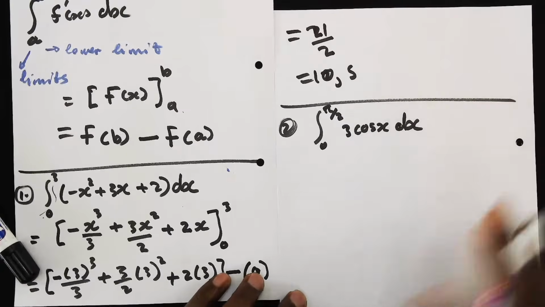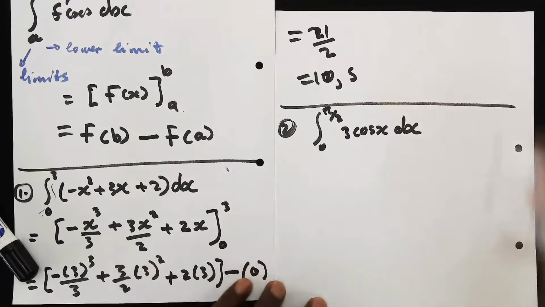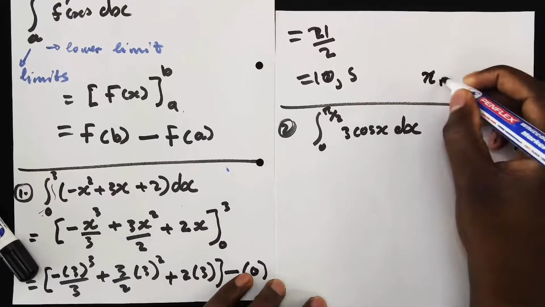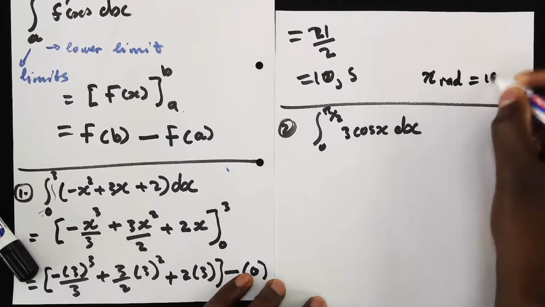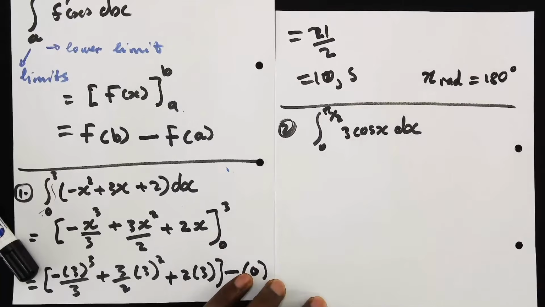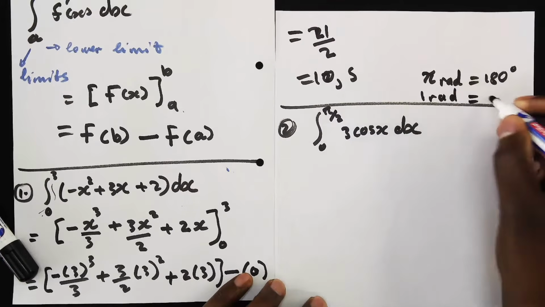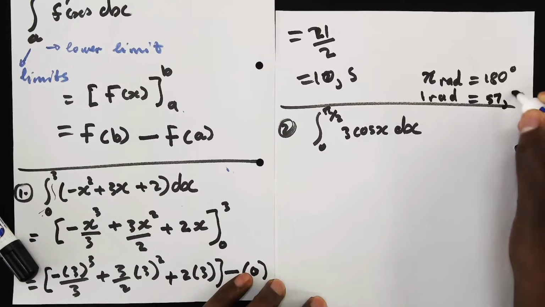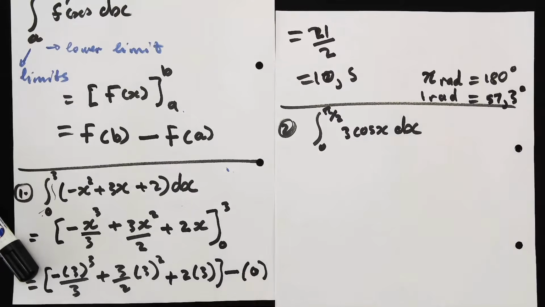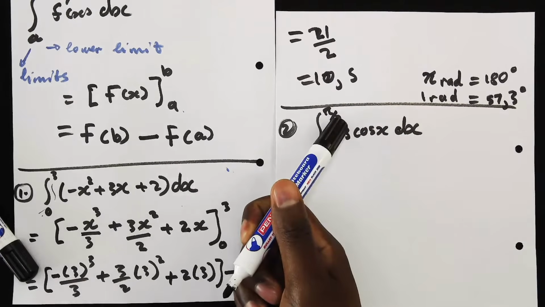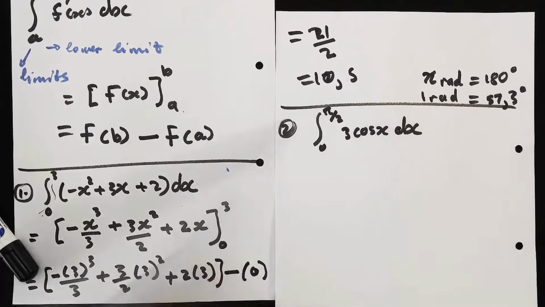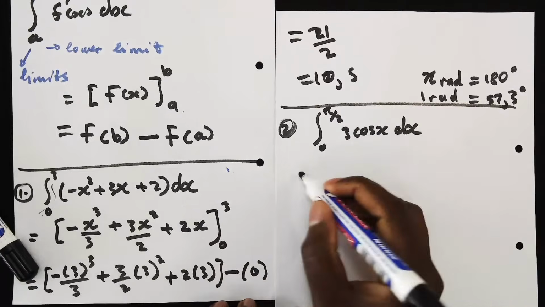And just for your knowledge purposes, please note that pi radians is equal to 180 degrees, or 1 rad is equal to 57.3 degrees. So you can use the two to convert, but normally if you see pi, I advise you to just convert pi radians and substitute 180 there. You'll have 90 degrees. Okay, hope it makes sense, but let's focus on integration.